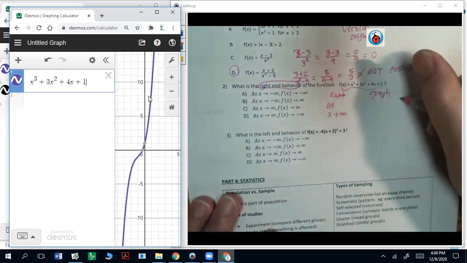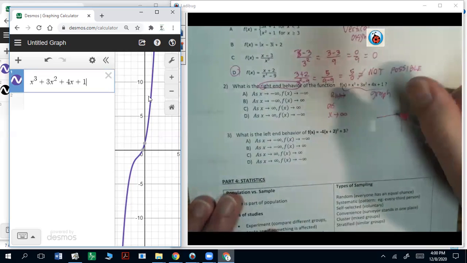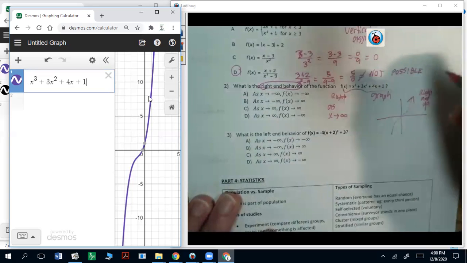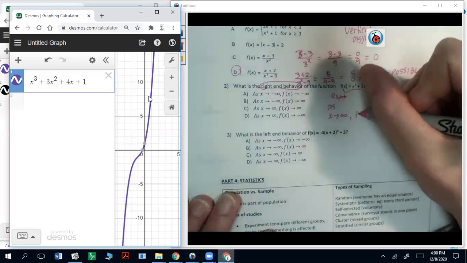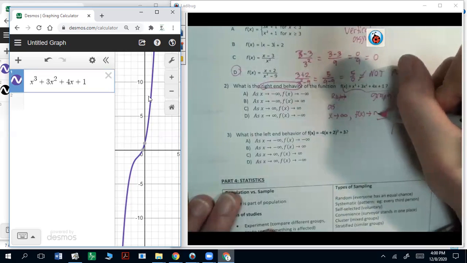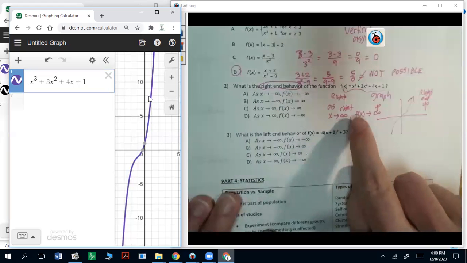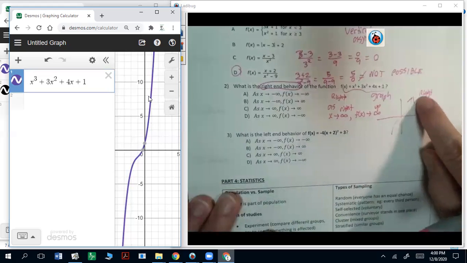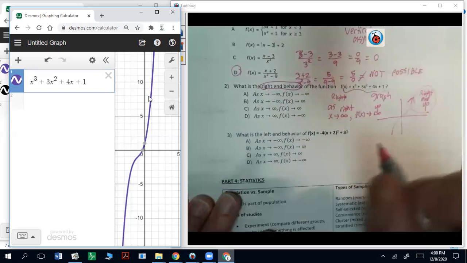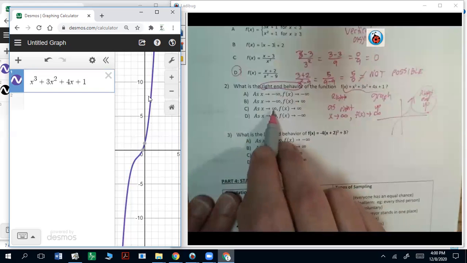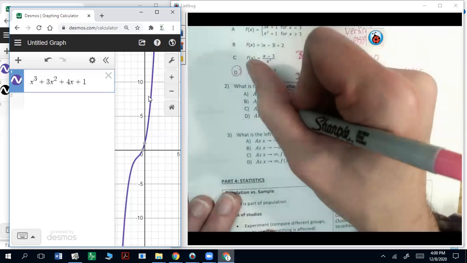So on the graph, since this graph opens upward, then the y value, the f of x value, will also go to infinity. That's up and right. So since that goes upward, right and up, the f of x will go to positive infinity. So right, up.